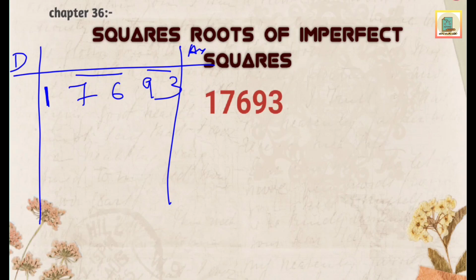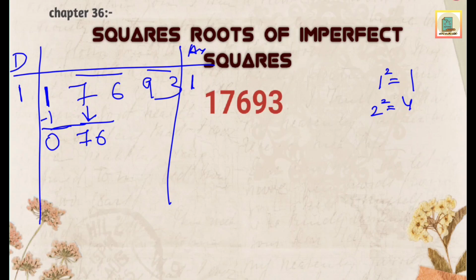Now, the first dividend is 1. So, we have to find the square of a number which is 1 or less than 1. So, 1 square is 1, 2 square is 4. So, it's going by 1. So, we'll write 1 over here as the divisor and 1 in the answer part. Now, 1 minus 1, we get 0. Now, we'll drop 76 over here.